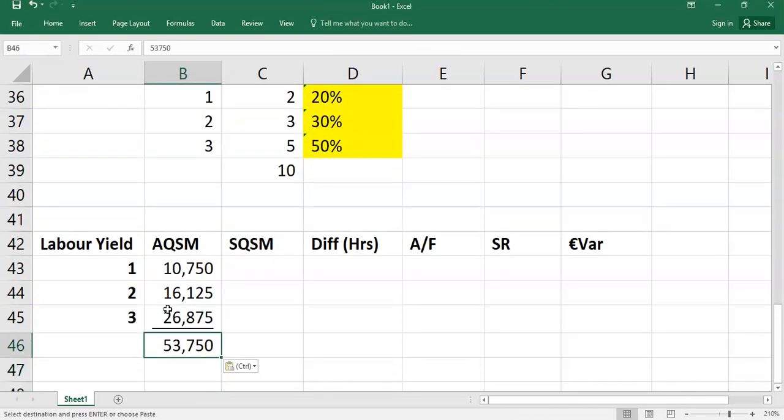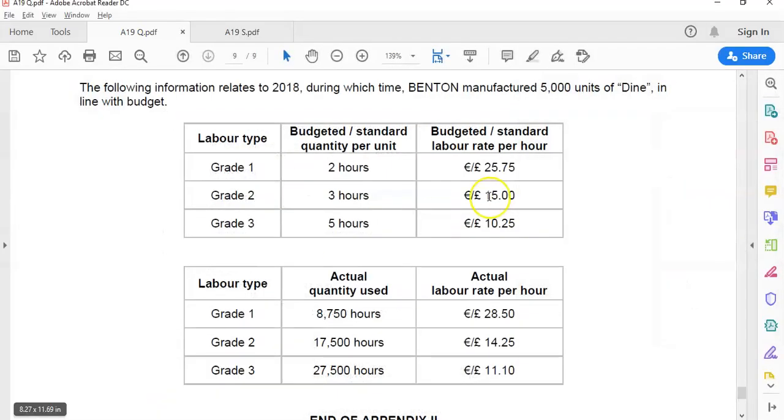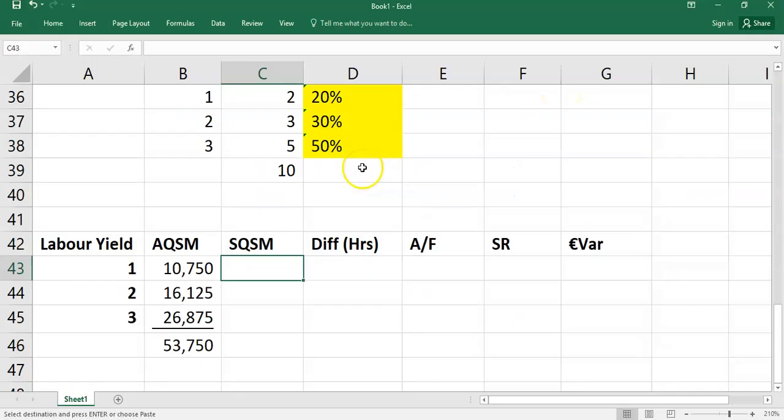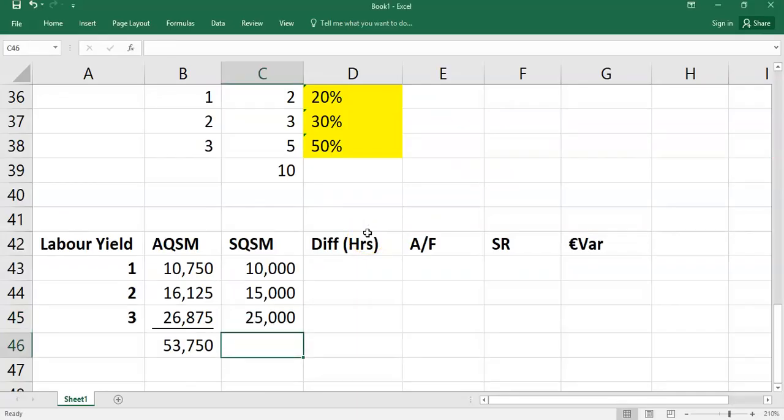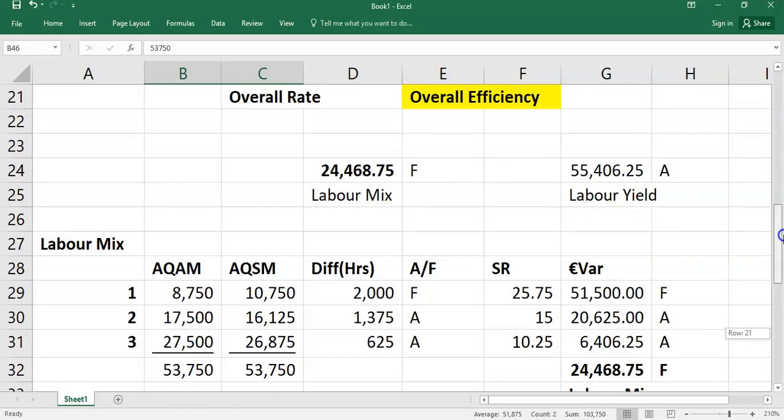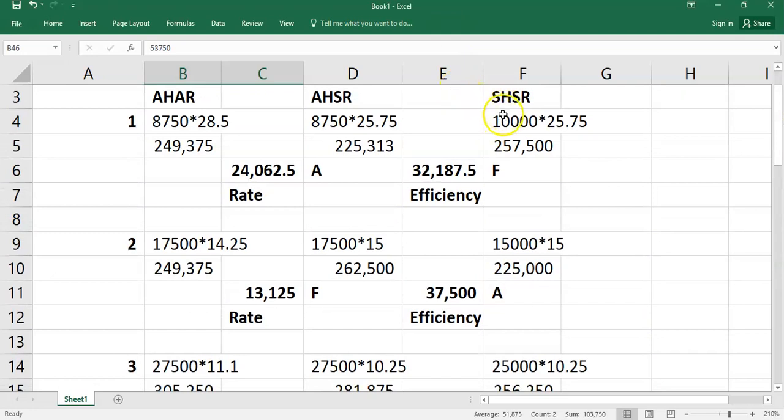And there's your 53,750. The standard quantity, be careful here, that's coming from the question. Your standard quantity would have been 5,000 units at 2 hours, which is 10,000. 5,000 at 3 hours, which is 15,000. And 5,000 at 5 hours, which is 25,000. So you should, based on standard, have used 50,000 hours. You actually used 53,750. So clearly the yield is less than expected. You're being less efficient. And those 10, 15, and 25 are the figures we've used already. Standard hours 10, standard hours 15, standard hours 25.